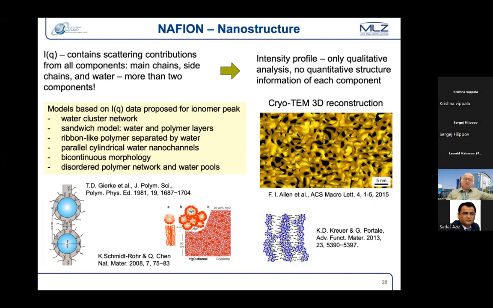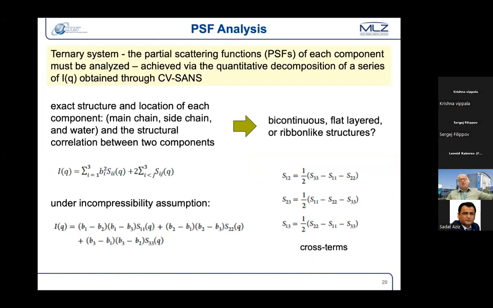Recently, cryo-TEM provided information about a sort of bicontinuous morphology of Nafion. And we applied this partial scattering function analysis. So we have the scattering equation for a ternary system, with the self-scattering terms and the cross-scattering terms. Under the incompressibility assumption, we get finally only 3 terms with the contrast between these terms, only self terms, while the cross terms can be obtained by combination of self terms.